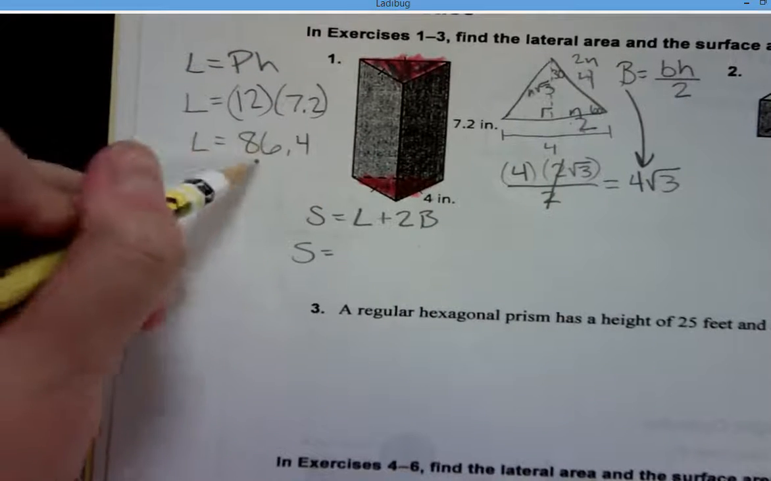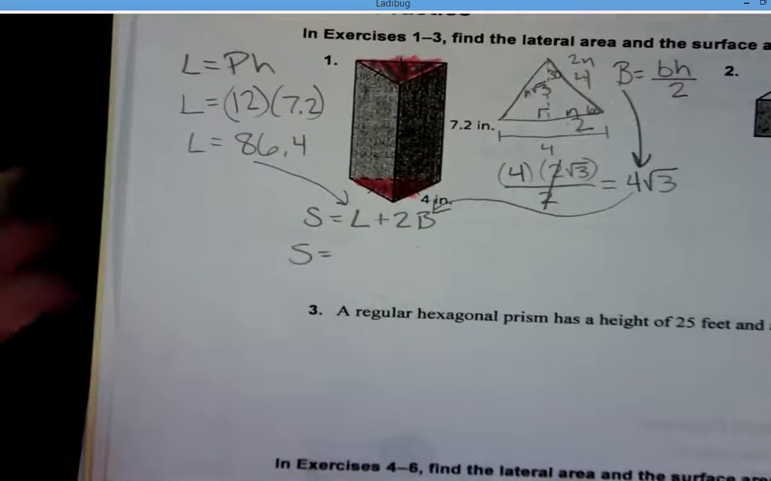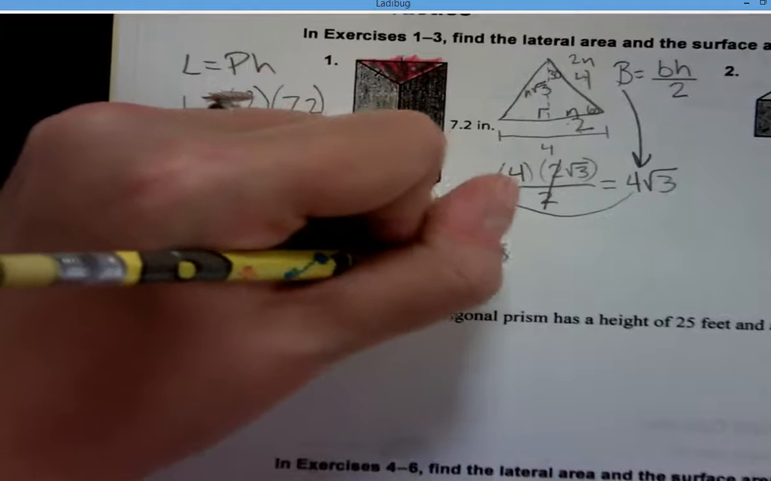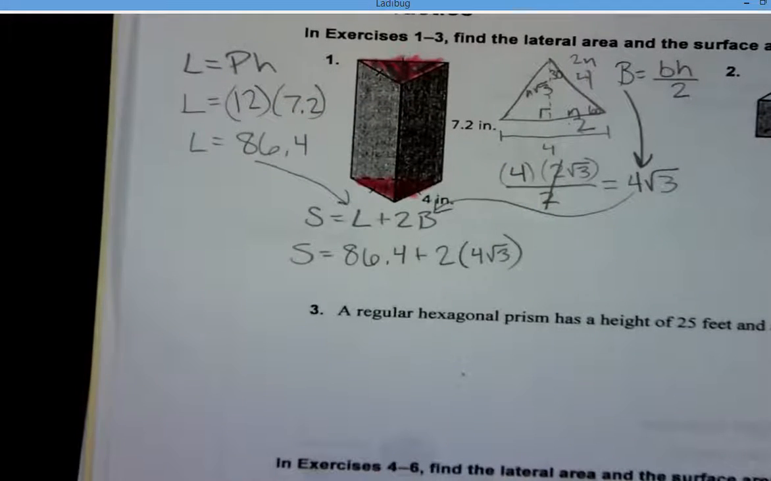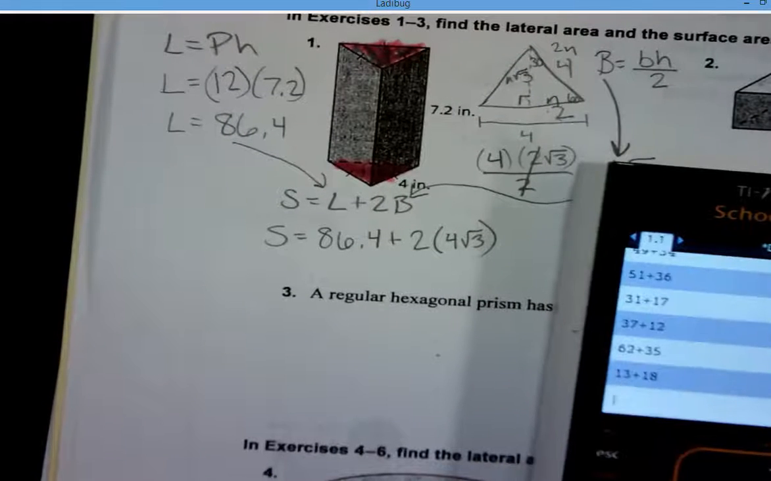So S equals L. This is where these numbers are coming from. If you're lost, 86.4 plus 2 times 4 root 3. Alright, this unit, we're going to do something a little bit different. Some of you are going to be super excited. Some of you are going to hate it. We are going to put this in the calculator and find a decimal answer, not simplified radical form. The main reason we're doing this is because Big Ideas, so our homework is going to call for decimal answers. So I want to make sure you know how to do it. We'll do it in the notes the same way it calls for it in the homework.